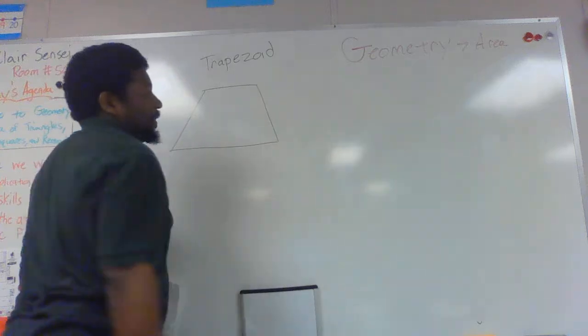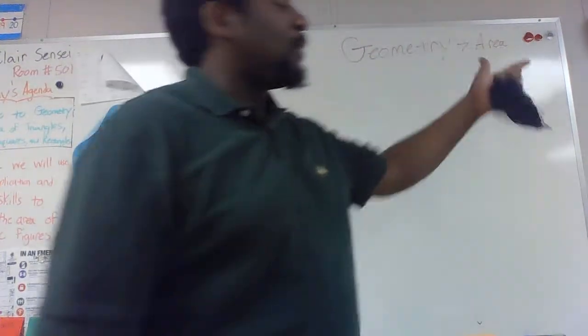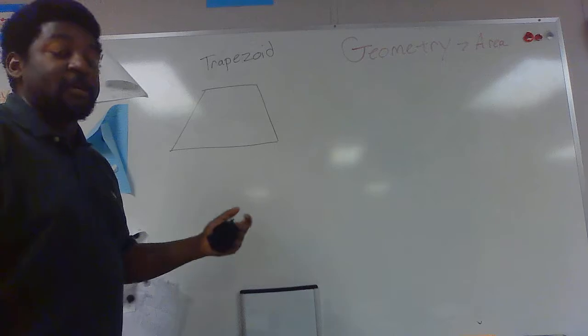Trapezoid. And then we're also talking about the area of a rhombus or a parallelogram. That's on the other side. So we'll talk about that in just a second.